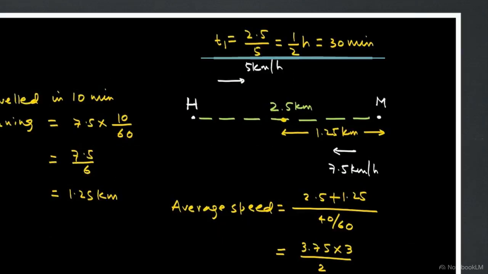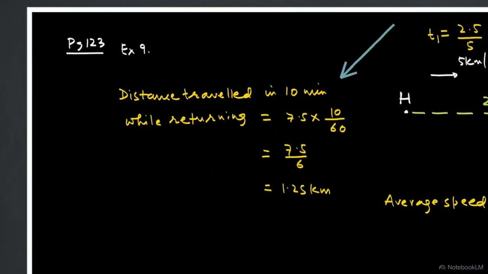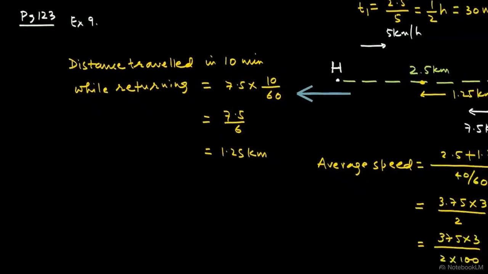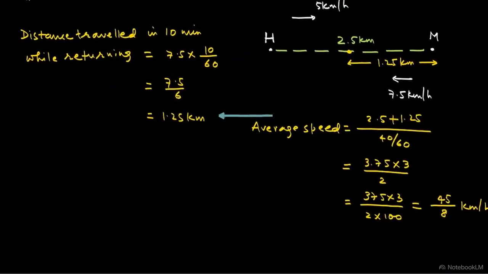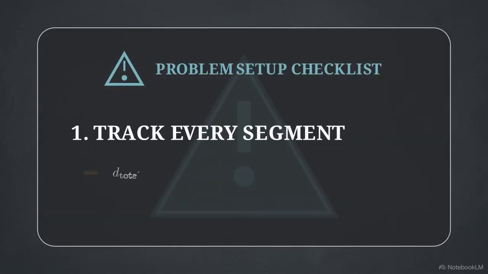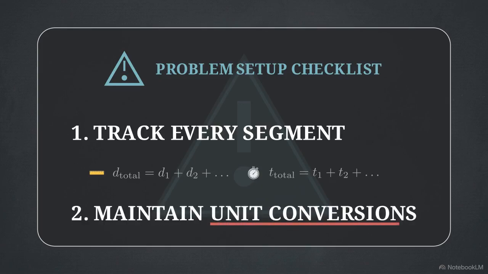A 2.5-kilometer forward journey at 5 kilometers per hour takes 30 minutes. The return lasts 10 minutes at 7.5 kilometers per hour. Converting 10 minutes to 1/6 of an hour ensures consistent units, giving a 1.25-kilometer distance to calculate final average speed. Solving these problems requires tracking the distance and time for every individual segment, while strictly maintaining unit conversions throughout the process.